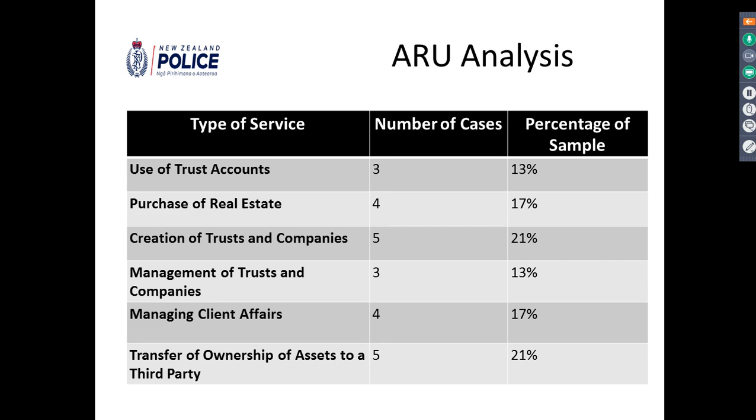This slide here gives you a very good analysis, or shows you that 21% of all the asset recovery unit cases that were profiled here involve the creation of trusts and companies. Transfer of ownership of assets to a third party, 21%. So you can see here that through the intelligence that we already have, this forms quite a high percentage. These are the areas of vulnerabilities that we would ask you to look out for, and if your business models contain these areas, these are the ones that you will need to have a very close look at in your risk assessments.